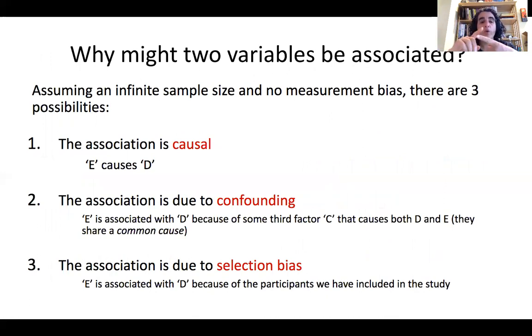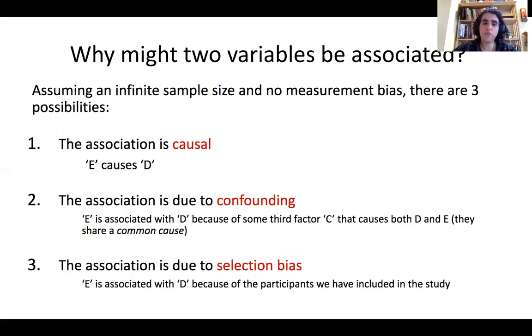But still, we could have a causal association where the exposure causes the disease. That's what we want to know. We could have confounding. That's what we've been talking about. And there are other issues of bias. For example, there could be selection bias. We've selected a group of participants in the study that have differences between them that can lead to an apparent link. And these are the kinds of things we end up wanting to think about.